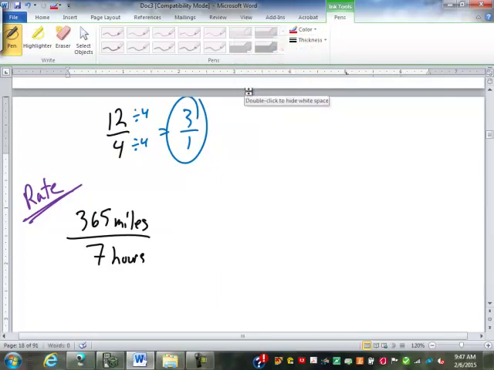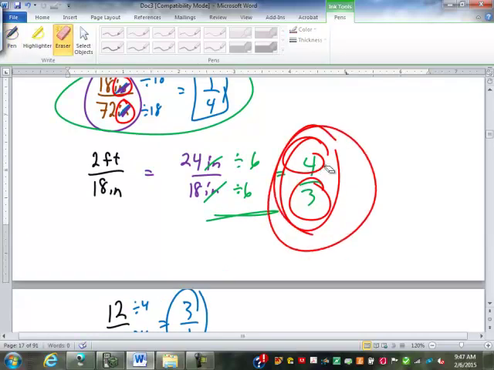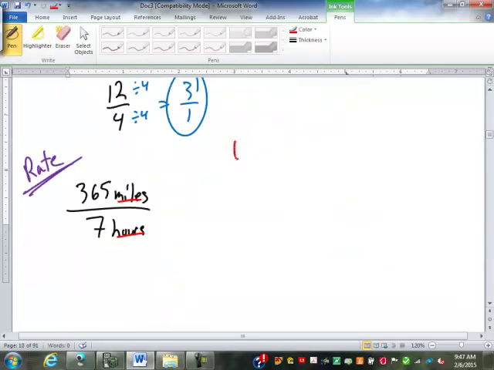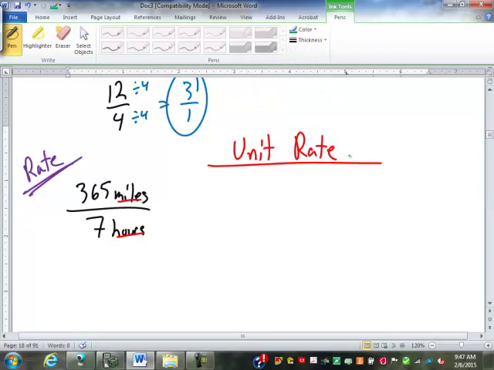So the first big difference between a ratio and a rate is a rate compares two things with different units, where the ratio has to compare two things with the same units. The second big difference between a ratio and a rate is a ratio is often left like this here, 4:3. A rate is almost always reduced to something we call a unit rate. A unit rate means we want the denominator to be 1. So we'd want to turn the bottom of this into 1. The easiest way to do that is divide by 7. 7 hours divided by 7 is just 1 hour.